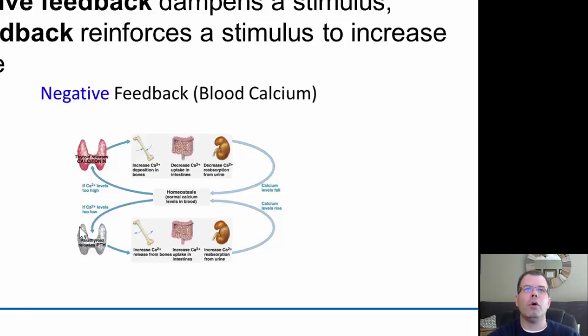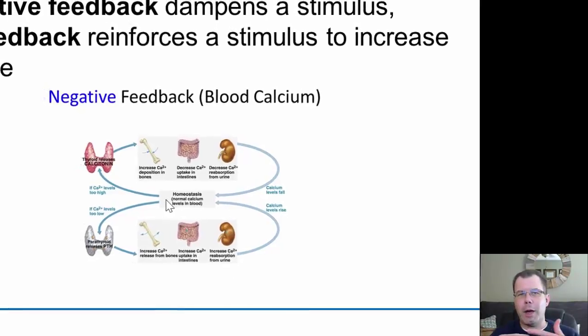But if they fall too low, then your parathyroid will react and release PTH, which will cause calcium to come off from the bones. It will cause you to have more uptake in the intestines and then more reabsorption in the kidneys. And so again, now they rise. It's a constant give and take based on what's happening in the blood levels.